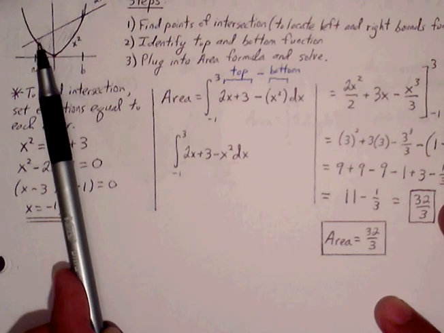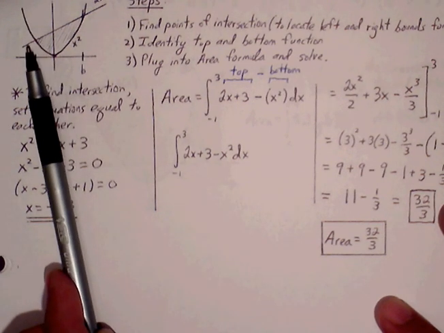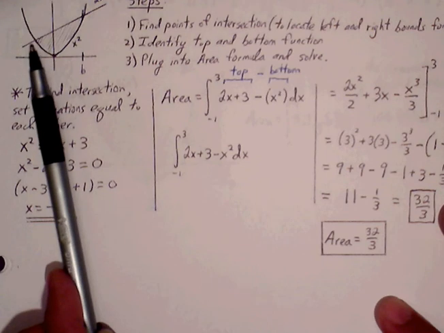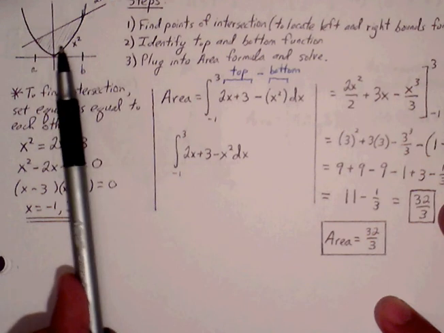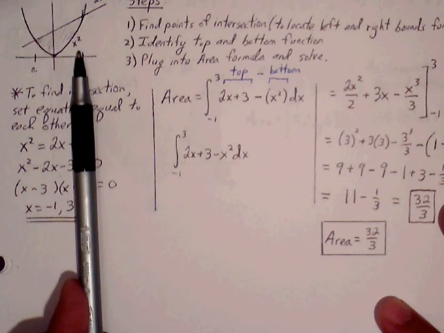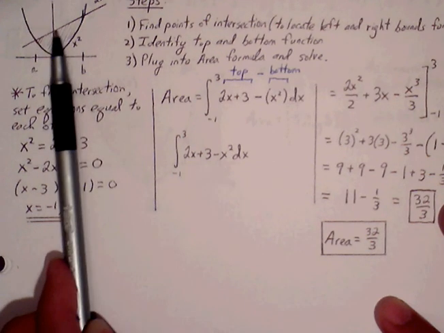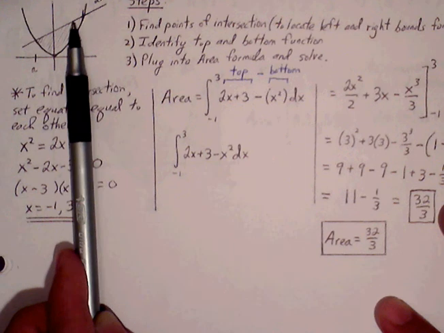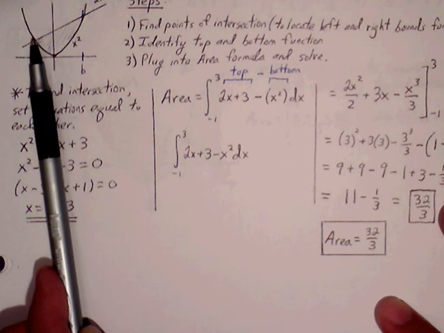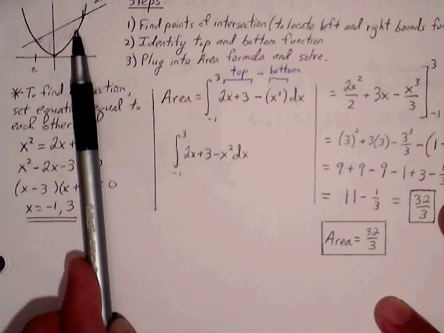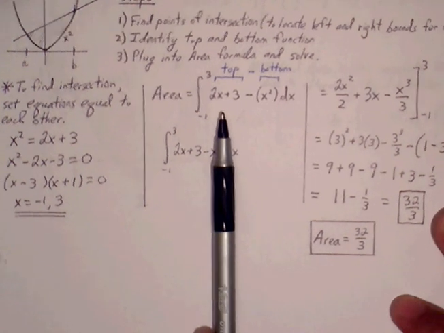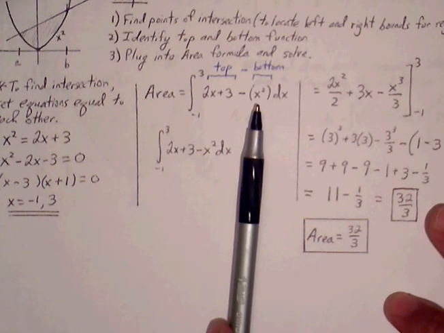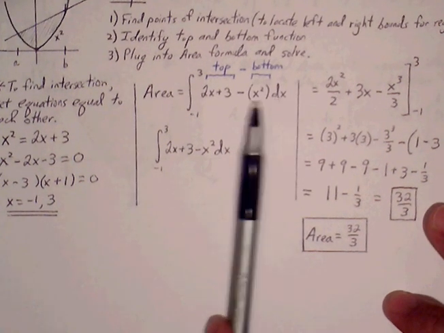Now, as we move past the shaded region, we see that they switch places. But because our interval is only between a and b, we see that in this interval, this 2x plus 3 is consistently always the top function, so that works. And then the x squared is consistently the bottom function, so that works as well. So 2x plus 3, top function, minus the bottom function, the x squared. And then we just go through and we solve.